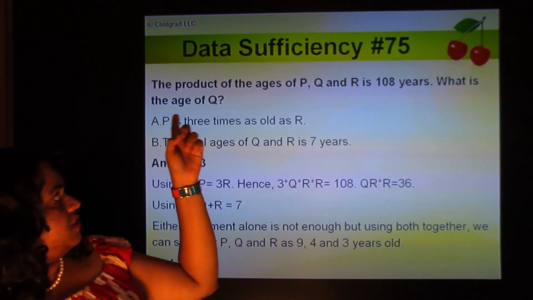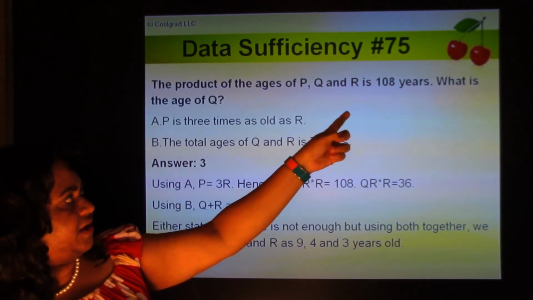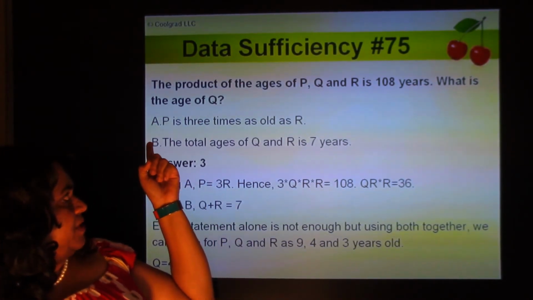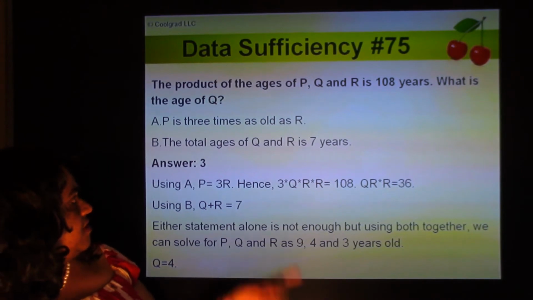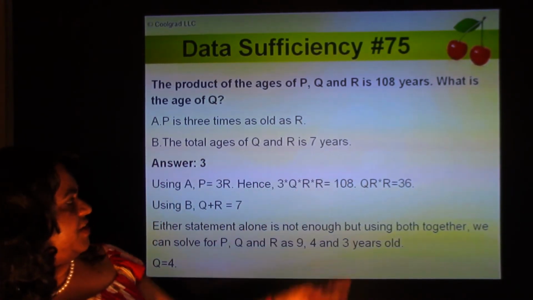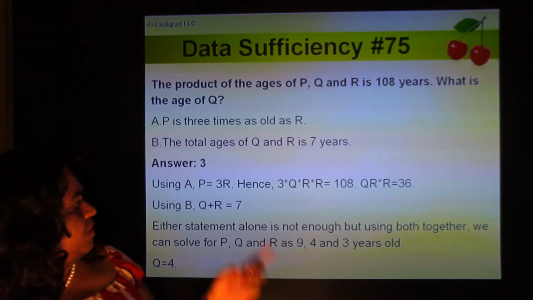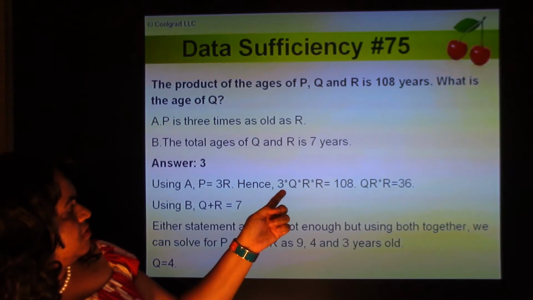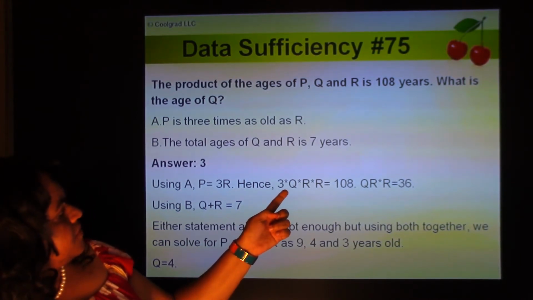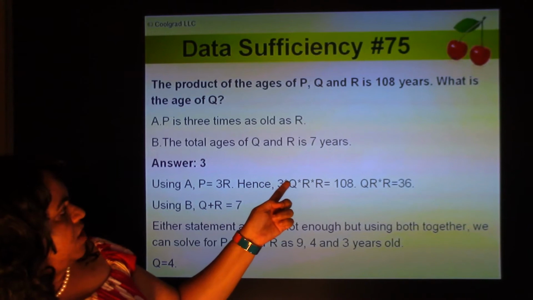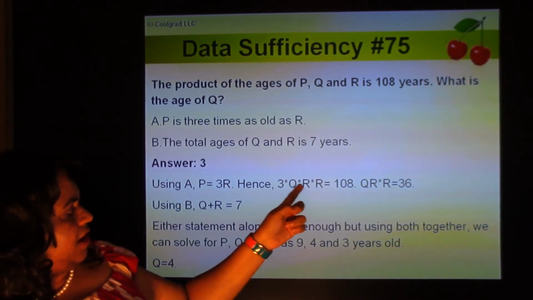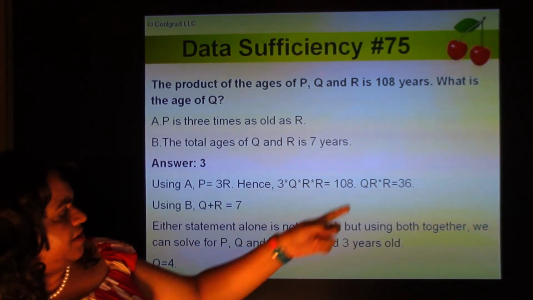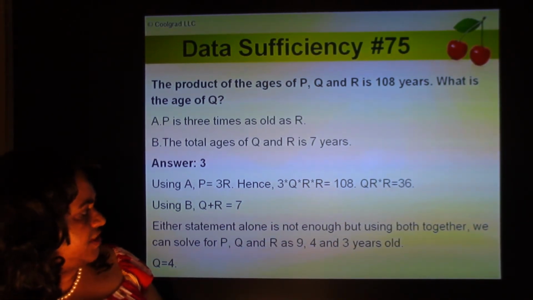So question 75. The product of the ages of P, Q and R is 108 years. What is the age of Q? Statement A. P is 3 times as old as R. Statement B. The total ages of Q and R is 7 years. Using statement A, P equals 3R. So therefore, PQR is 108, right? So 3QR square. Instead of P, I put 3R. So 3QR square is 108. So QR square is 36.